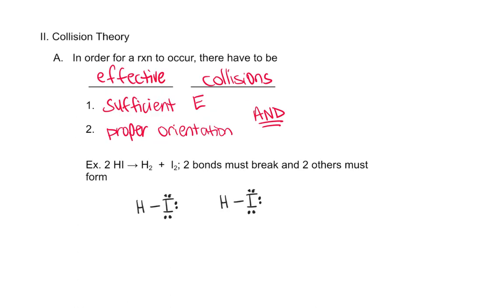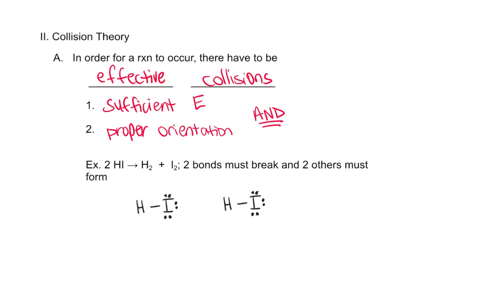So let's look at an example with HI, hydrogen iodide. If you have two hydrogen iodide molecules that are decomposing and turning into H2 and I2, not only do they have to hit with enough force or enough energy, but they also have to have proper orientation. So for example, if they collide in this way, that would not be set up to actually break these individual bonds and then form H-H bonds and I-I bonds.